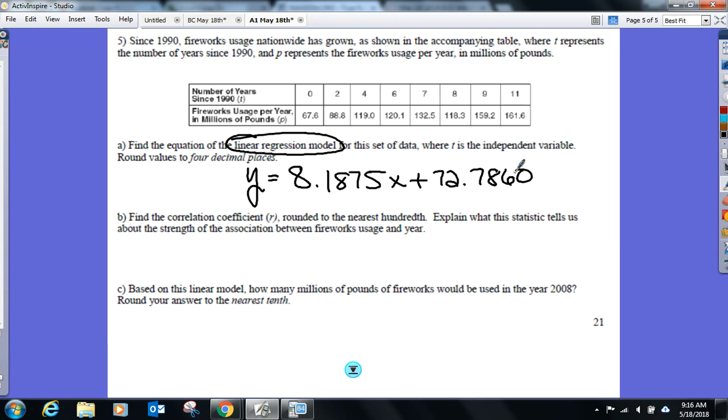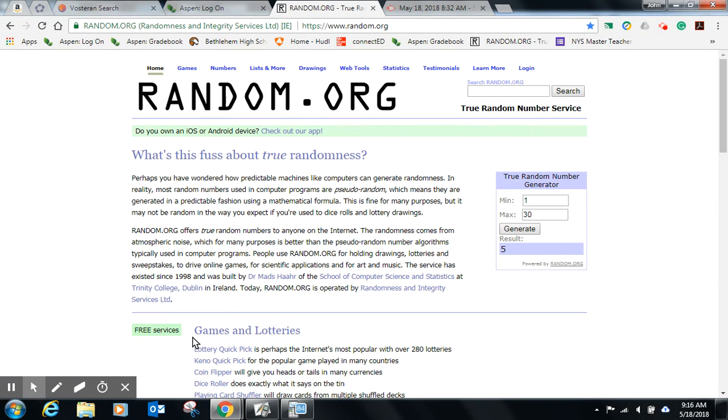Nice job, Emma. Very nice. Hopefully that's what you got. If you didn't get that, then look back at your list. If you didn't get that, one number's wrong, I bet. All right, what's the correlation coefficient to the nearest hundredth? Same screen. Correlation coefficient to the nearest hundredth.